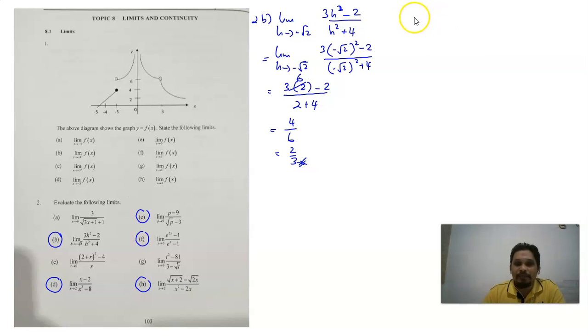Okay, and then for question 2D, the limit of x approaching 2 for (x minus 2) divided by (x cubed minus 8). I'm going to try to recall how we are going to factorize this, because if I substitute 2 here, 2 cubed equals 8, 8 minus 8 equals 0, 2 minus 2 equals 0, it's meaningless. So I'm going to do it separately here.